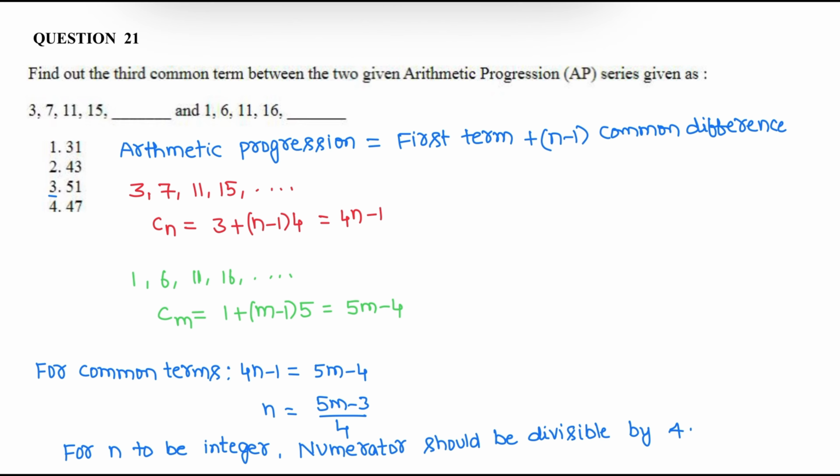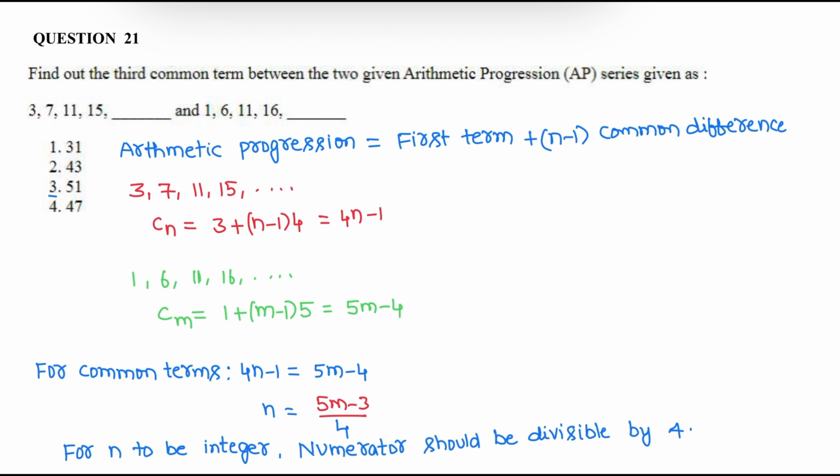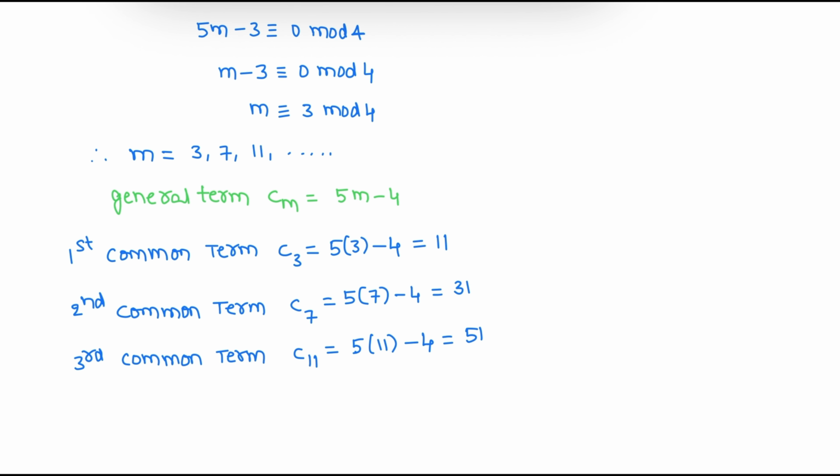So from this, n is equal to (5m minus 3) by 4. For n to be an integer, the numerator should always be divisible by 4. This 5m minus 3 should be divisible by 4. So 5m minus 3 is equal to 0 mod 4. When it is divisible by 4, the remainder should be 0.